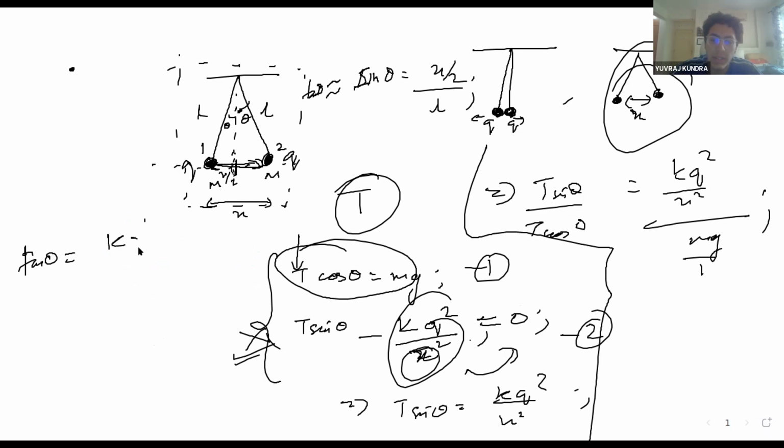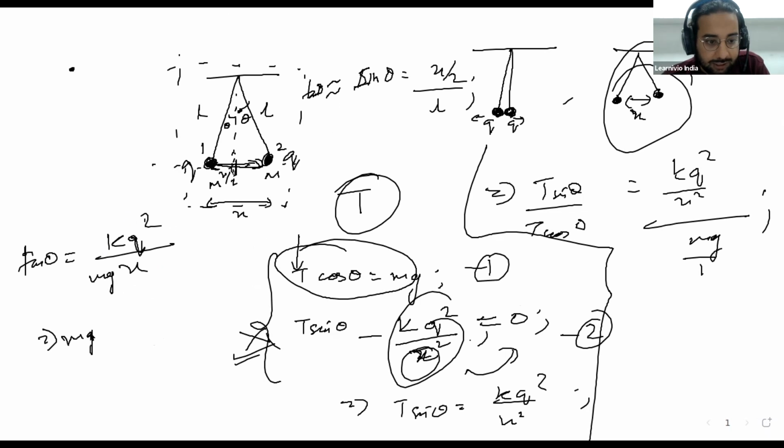So absolutely, sir, we get that tan theta is equal to kq square upon x square upon mg. So mg x square, mgx is equal to kq square. Wait, so there's a tan theta here, right?